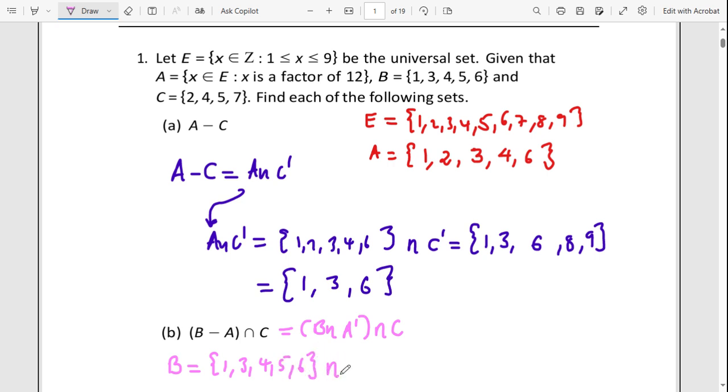And then we want to intersect it with A complement. The set A complement will look for the elements in the inverse set but not in A. So 1 is in A, so I'll not write it. 2 is in A, I'll not write it. 3 is in A, I'll not write it. 4 is in A, I'll not write it. 5 is not in A. 6 is in A. 7 is not in A. 8 is not in A. 9 is not in A. So that is A complement.